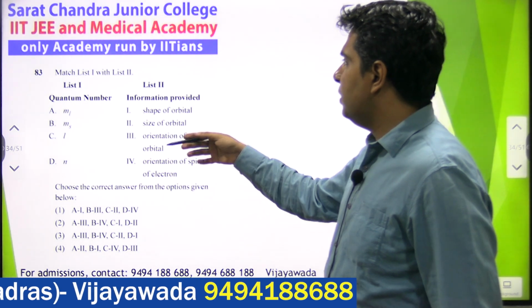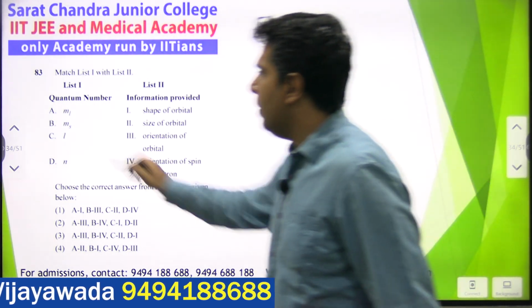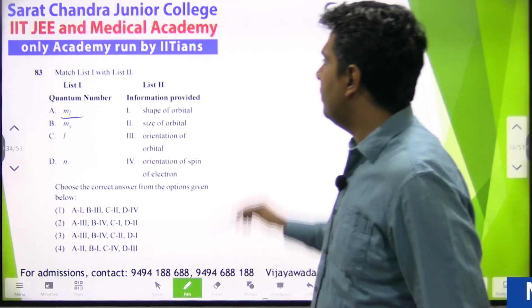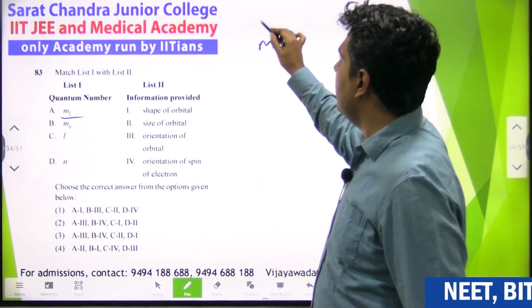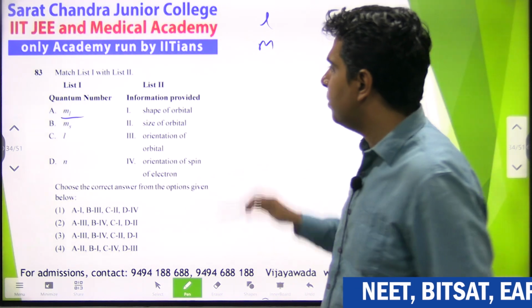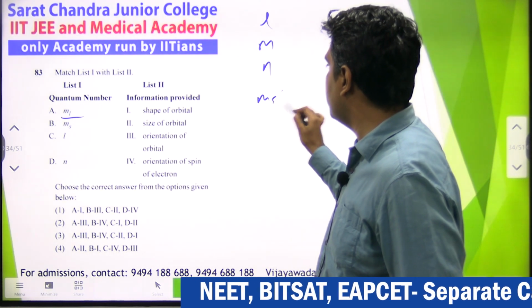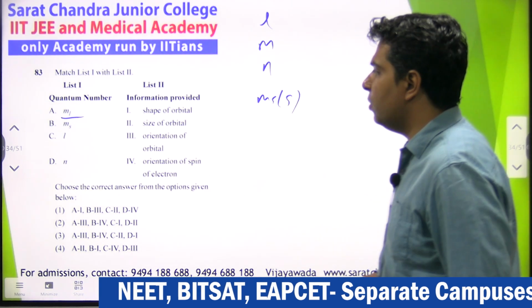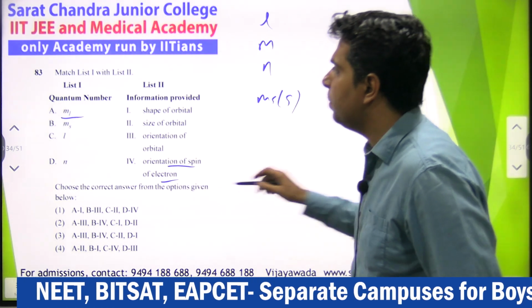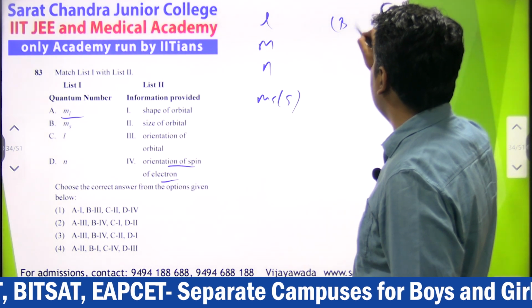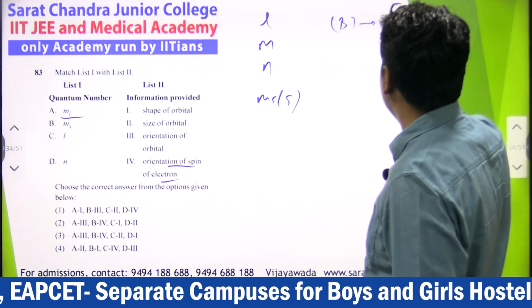So quantum numbers are given with information provided, like ml. M, that is the magnetic quantum number. L stands for angular or azimuthal quantum number. N for the principal quantum number. And ms stands for spin quantum number. So spin quantum number will tell me the orientation of the spin of the electron. So B will correspond to 4.